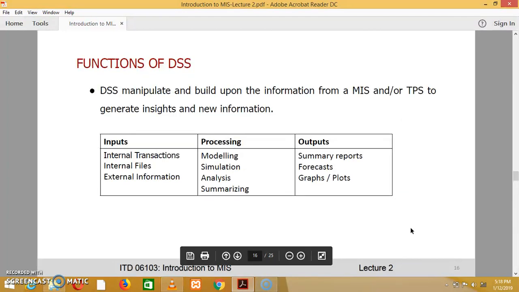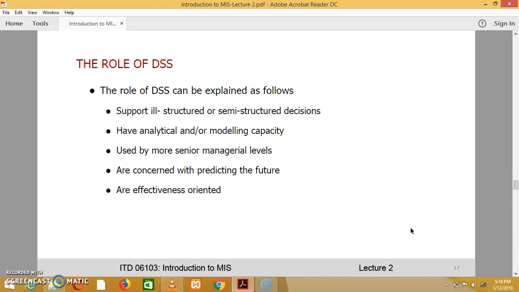So another very important thing is that these DSS are helping in making future decisions. This is almost the very, very important thing for this DSS. And it takes information from the TPS and the MIS, as I said. And as I said, this is very concerned in predicting the future, as you see on the screen. It's all effectiveness oriented, since they are trying to look at what is missing, what we can put there to fit. You see that, so it brings out effectiveness.